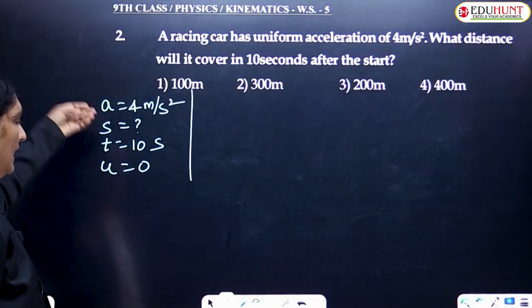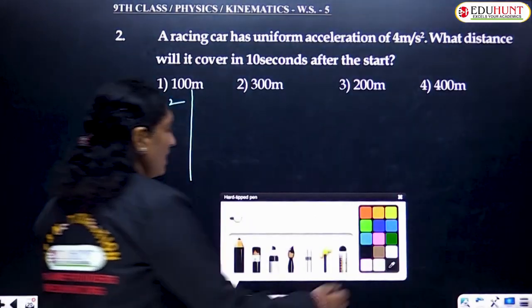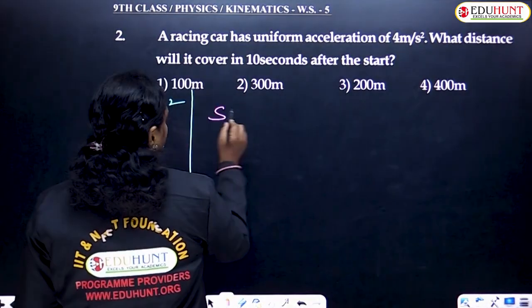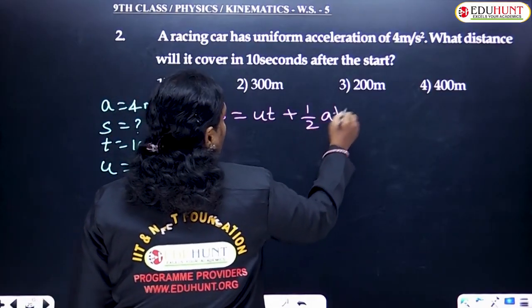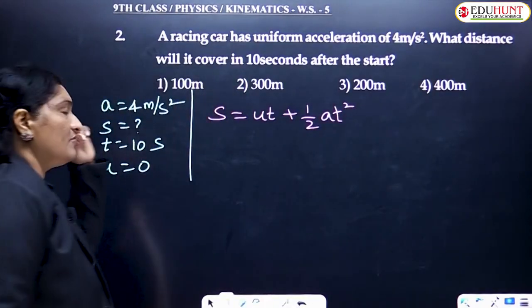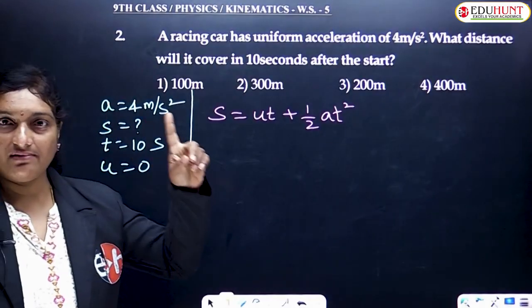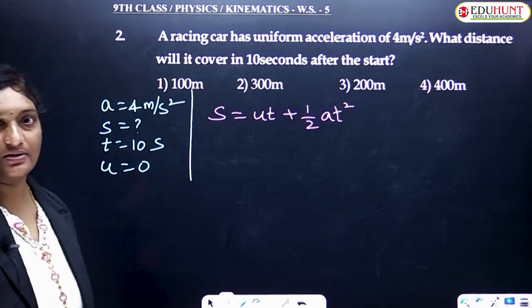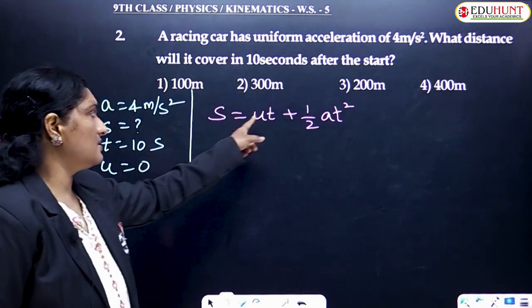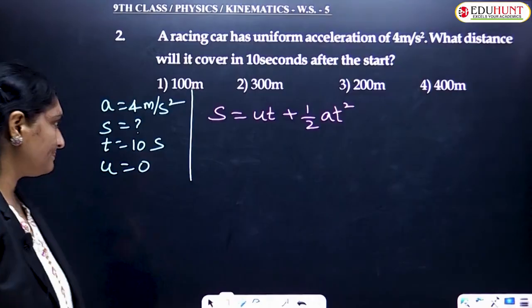Again u, t, a. Based on this, what formula are we using, children? The only formula is S = ut + ½at², because if you go with the other two equations, the final velocity is included, where we don't have any knowledge regarding the final velocity v. So the only option to find the distance is ut + ½at².